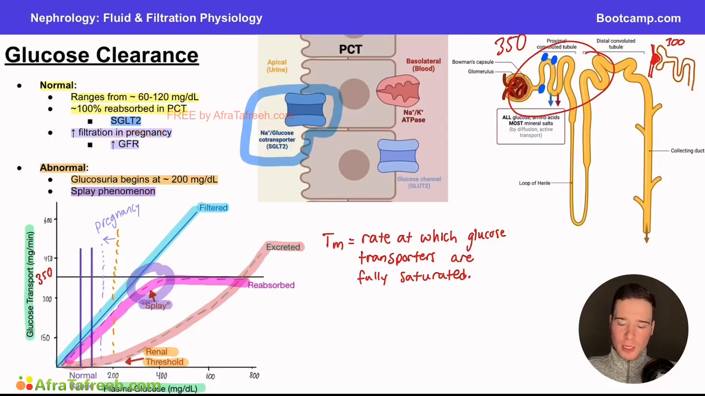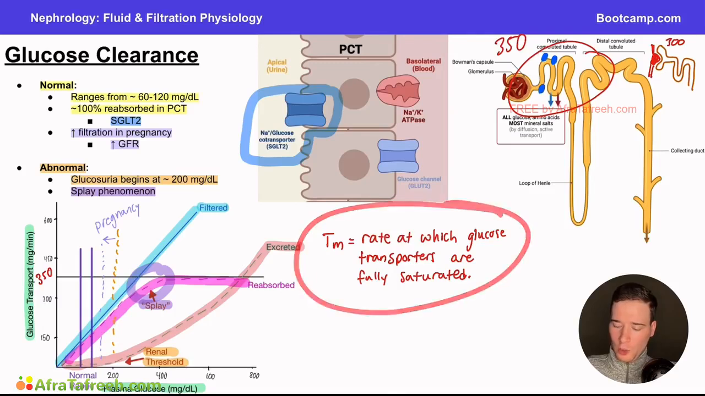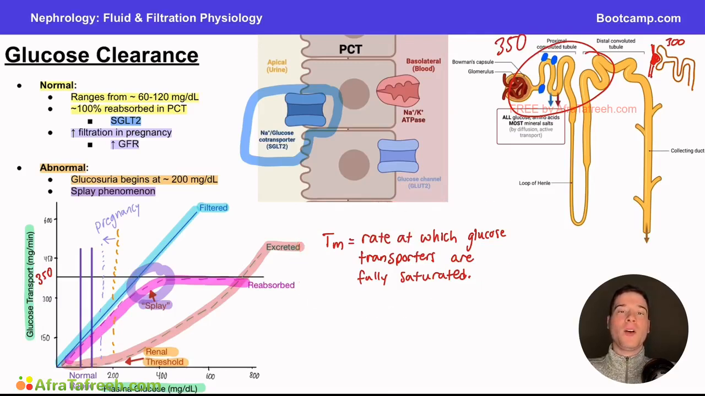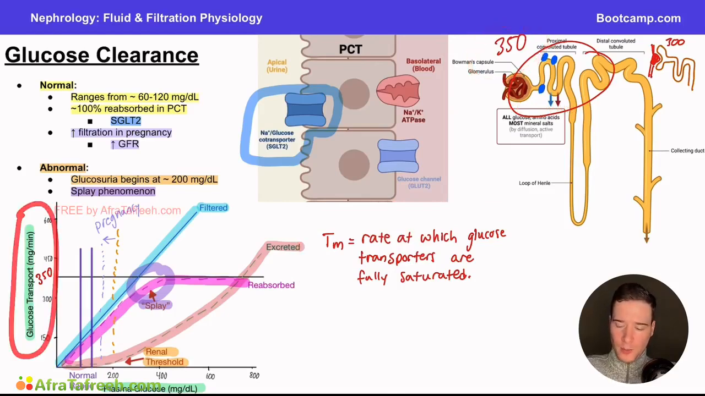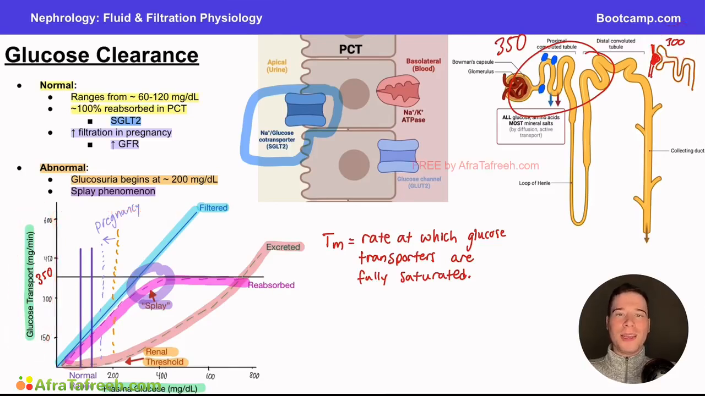Some of the abnormal things we need to know is that glucosuria begins at approximately 200 milligrams per deciliter of plasma glucose, or at the rate at which glucose transporters are fully saturated. This is dependent on the nephron itself. They're not all the same. So some might be saturated at 350 milligrams per minute, whereas others might be saturated at 300. Some might be 375 or 400. You get the idea here, but this explains something called our splay phenomenon, where we don't see a sharp cutoff in the amount reabsorbed. It's more of a rounded picture because not all of the transporters and not all the nephrons are saturated at once.